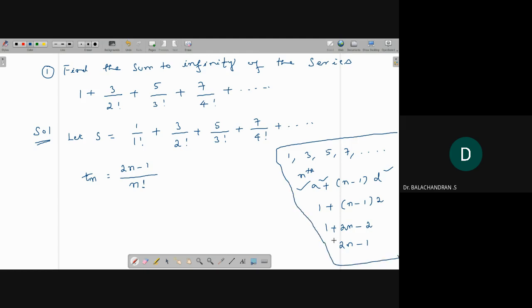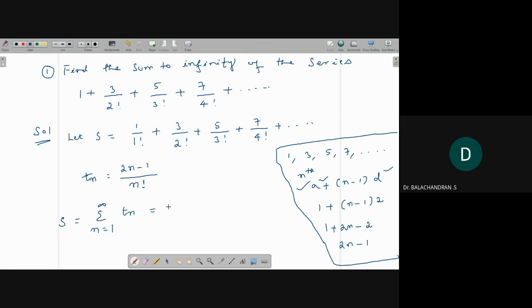So 2n minus 1, that is in the numerator. The denominator you can easily find. First term 1 factorial, second term 2 factorial, so nth term n factorial automatically. So how to get S from Tn? If you take summation n equal to 1 to infinity, this is T1 plus T2 plus T3 plus T4 and so on. If you sum, you will get this S.